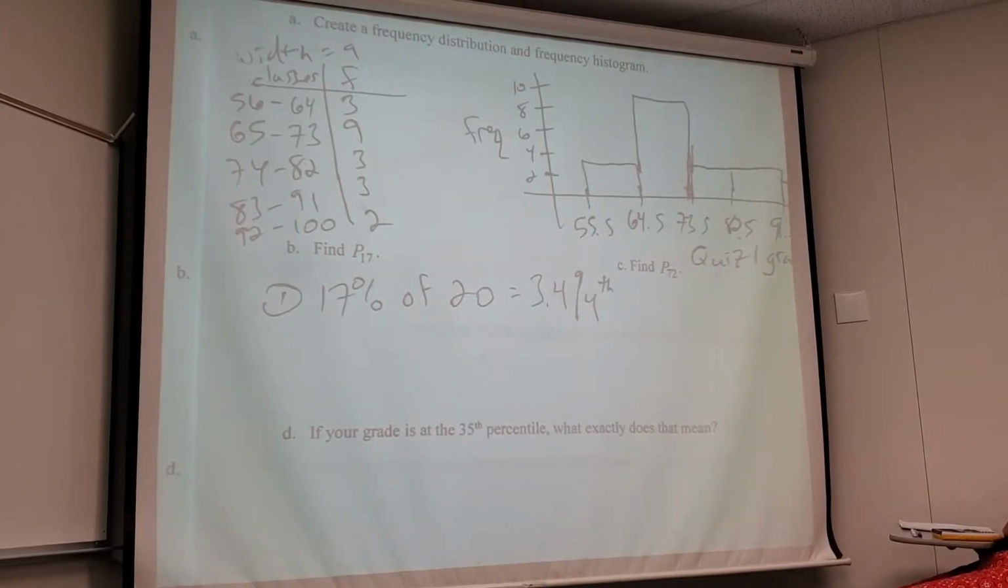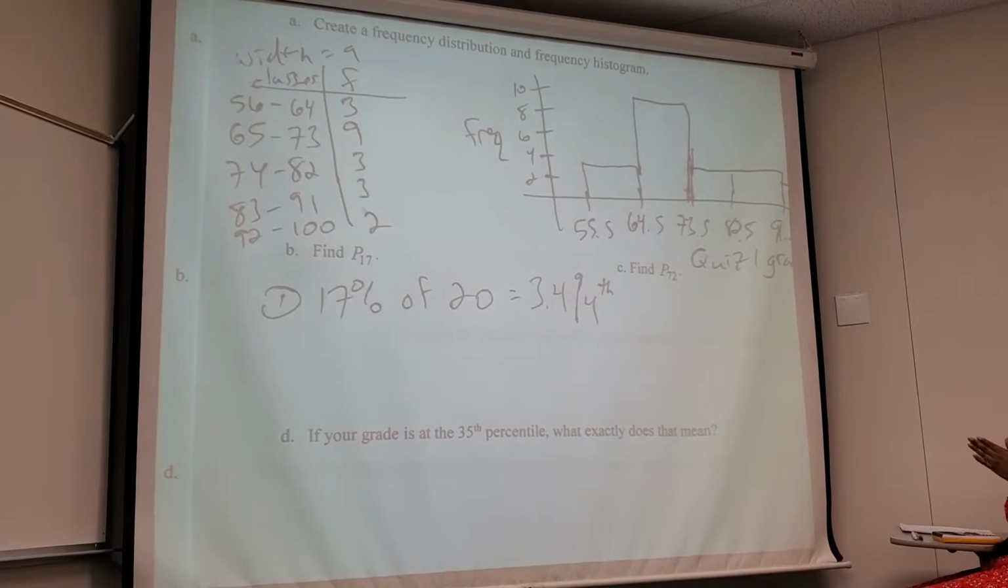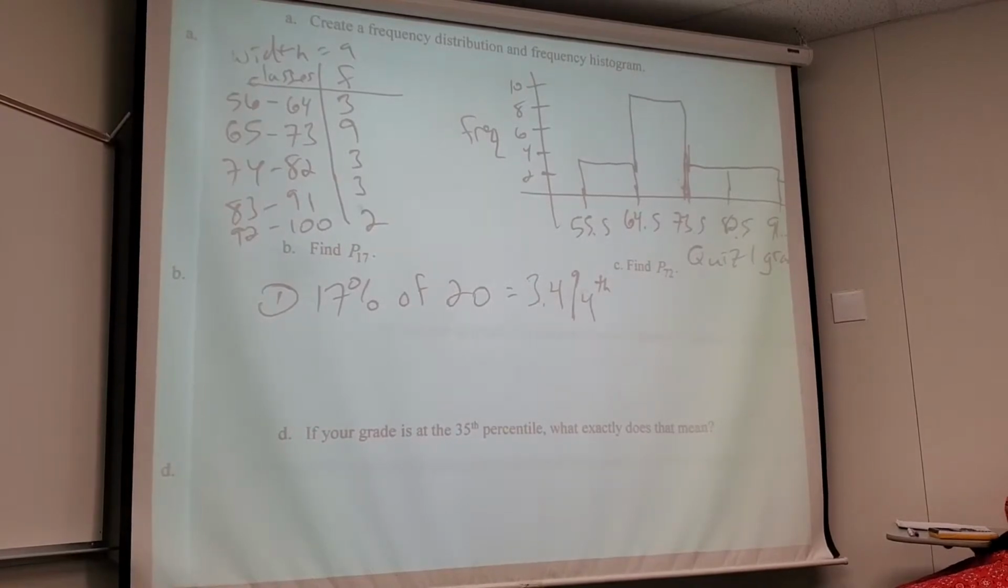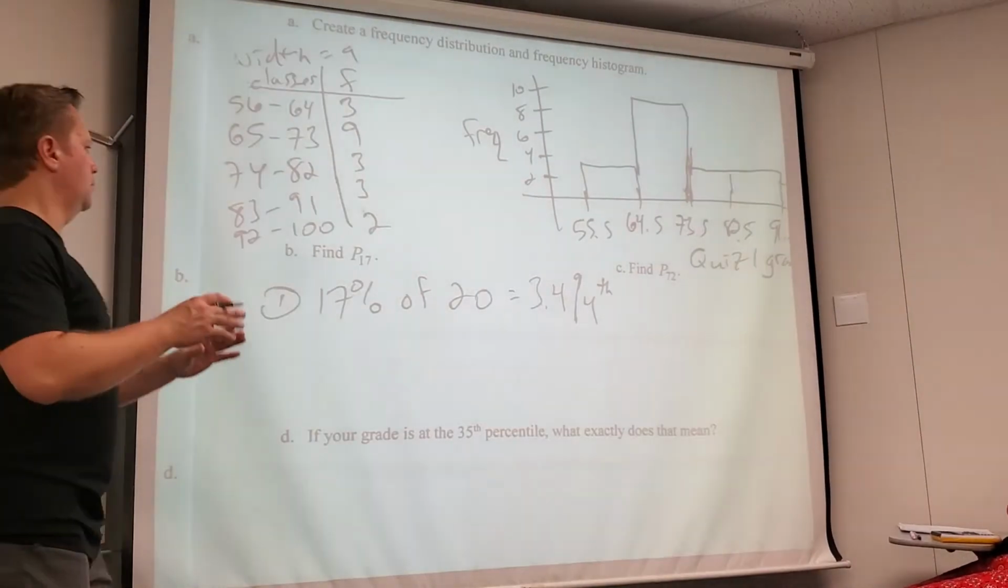Yes. So if you go to 4, if you round it to 4, you still won't have exactly 17% below, you'll have a little bit more. All right. So are you ready? There are much more complicated ways.